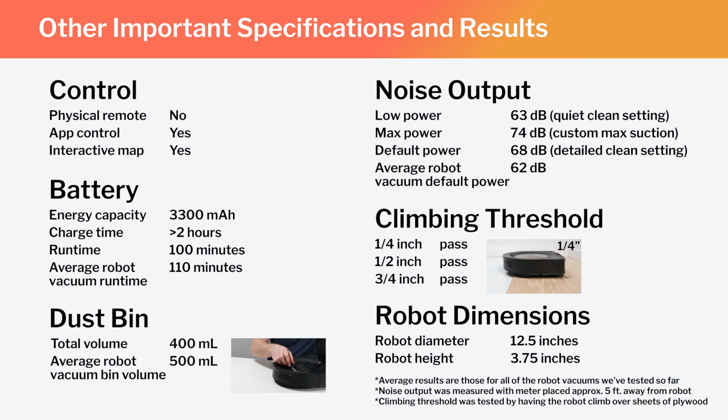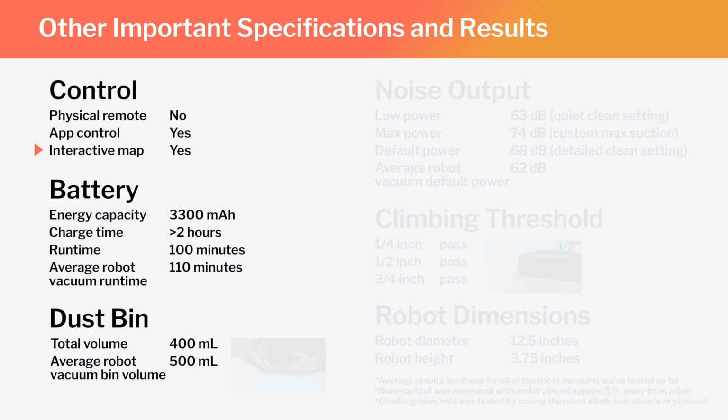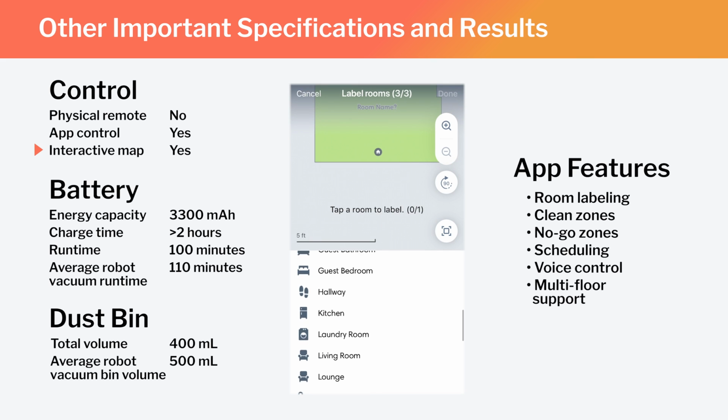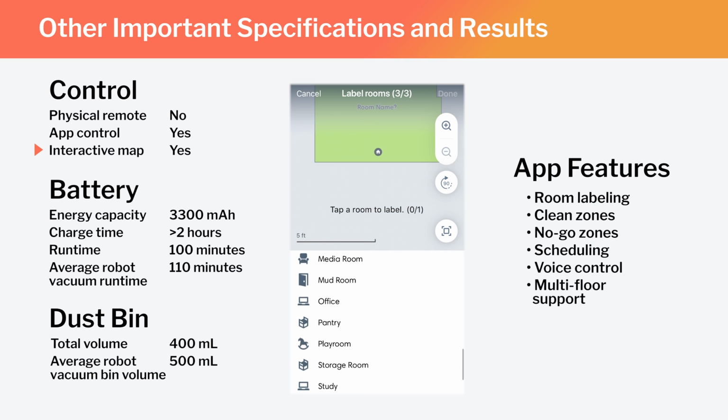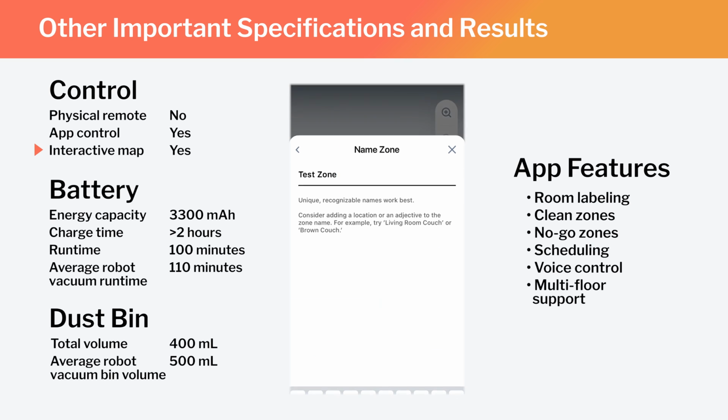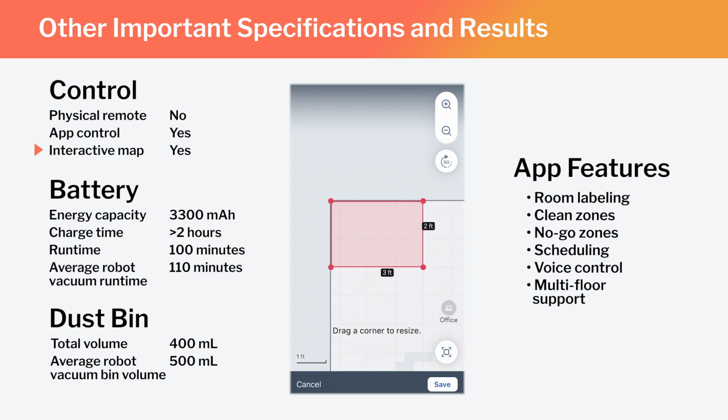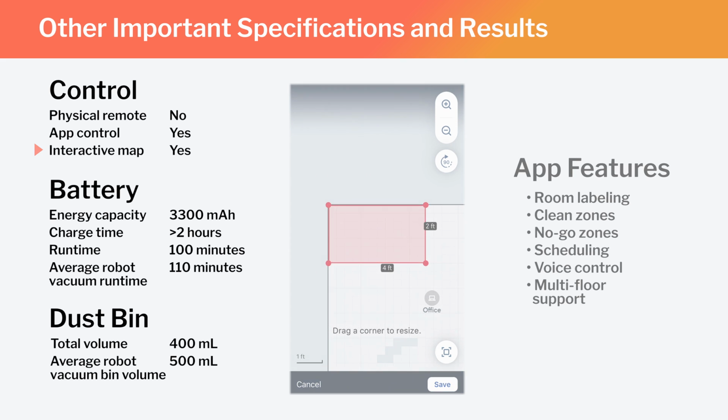Other important specifications and test results we considered for this review are summarized here. Note especially that this is a full-fledged mapping robot that has the ability to map multiple floors of your home. And using the iRobot companion app, you can label different parts of the generated map, set the robot to clean specific parts of the map, or set it to stay out of certain parts of the map.